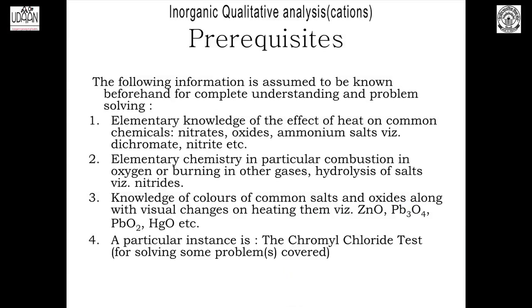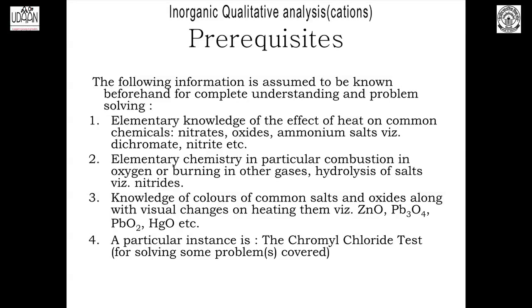The prerequisites. What is the information that I presume we need to know before understanding the content of this lesson? The following information is assumed to be known beforehand for a complete understanding and problem solving in this chapter. Elementary knowledge of the effect of heat on common chemicals: nitrates, oxides, ammonium salts, dichromate, nitrite. This is all covered in elementary chemistry courses, and this must be known in order to correctly interpret the effects of heat on various commonly available chemicals.